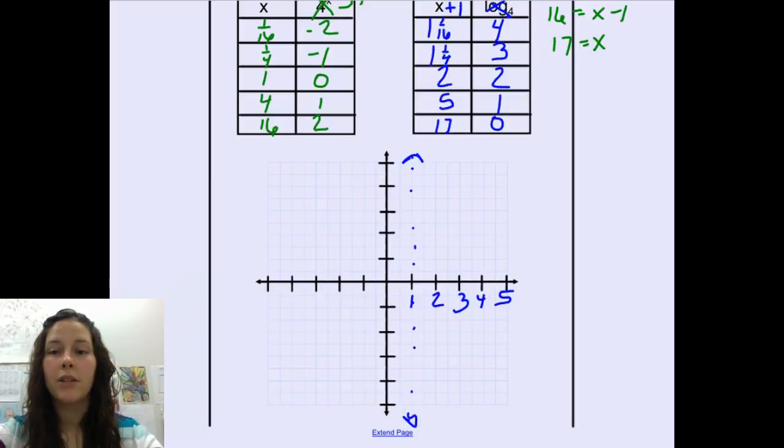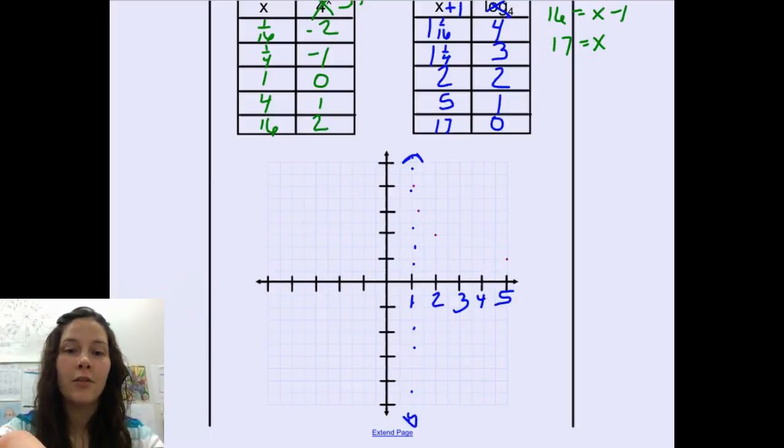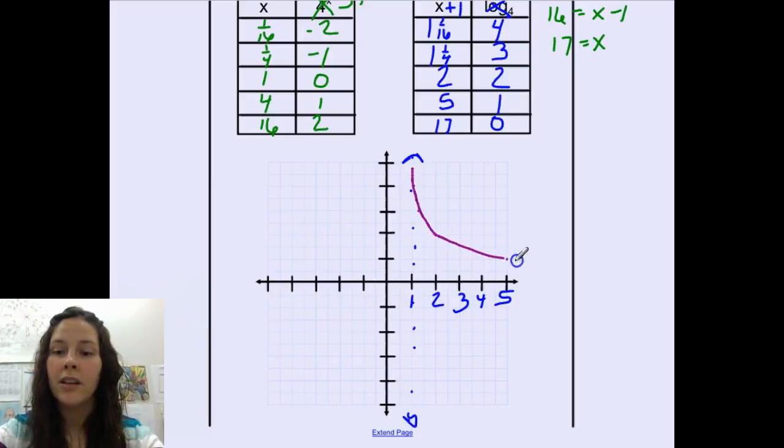And then we can plot the points from our t-chart. 1 and 1/16, so just a little bit more than 1, and we'll go up 4. Next we had 1 and 1/4, and we'll go up 3, 2, 2, and 5, 1. Remember, it's important not to curve away from your asymptote, so you want to start on the asymptote even, and then curve towards your other points to get your log function.